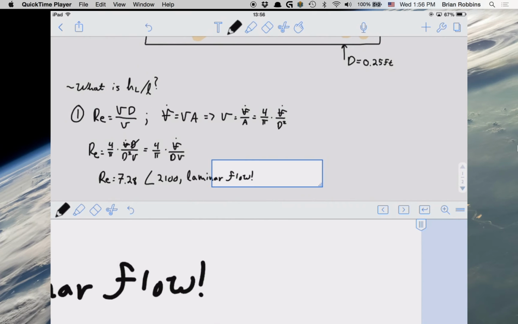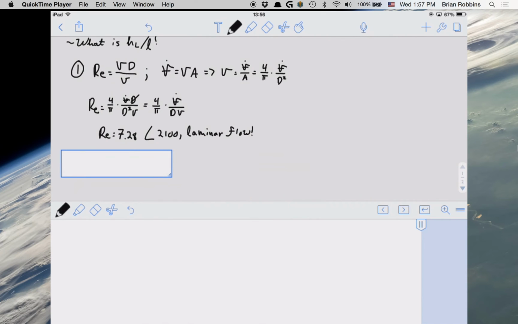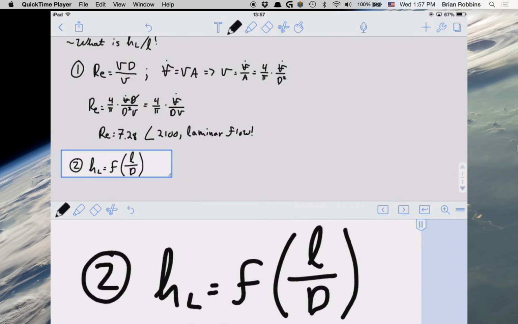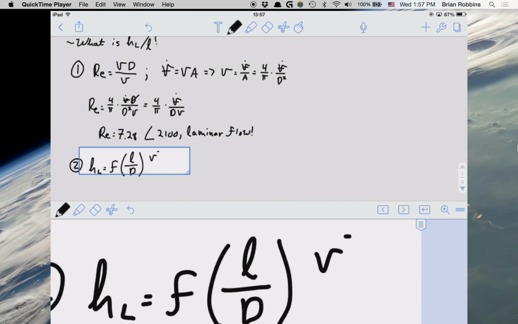Okay, so we have our Reynolds number. We know our pipe flow is laminar, and we now need to calculate the head loss per unit length of pipe for our pipe flow. So let's write down the Darcy-Weisbach equation. Step number 2. We have head loss is equal to our Darcy friction factor times the length of our pipe divided by the diameter of our pipe times V squared divided by 2g.